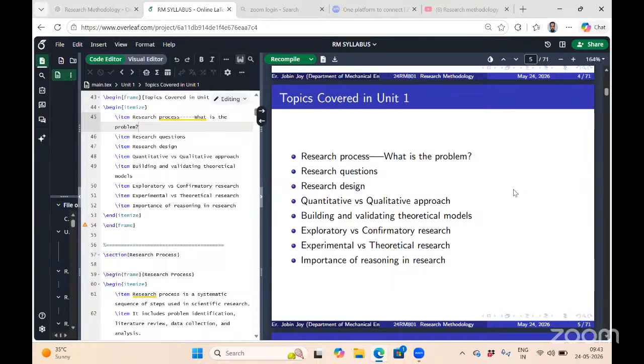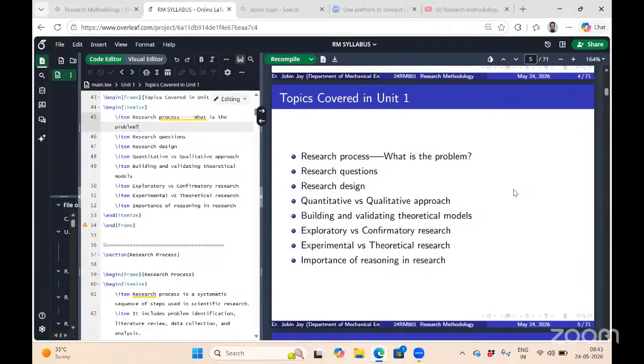To conduct a scientific research properly, we have to follow a sequence of steps. This is what is called a research process. So the research process is a systematic sequence of steps followed to conduct research. What are the steps involved in research? Basically, we have 9 different steps involved in a research process.